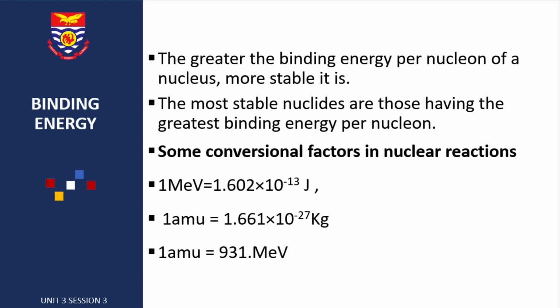Now, there are some conversion factors that we need to know when it comes to nuclear binding energy calculations in nuclear reactions. 1 mega electron volt is equivalent to 1.602 times 10 to the power negative 13 joules. Also, 1 atomic mass unit, 1 amu, is equivalent to 1.661 times 10 to the power negative 27 kilogram. And 1 atomic mass unit is also equivalent to 931 mega electron volts.